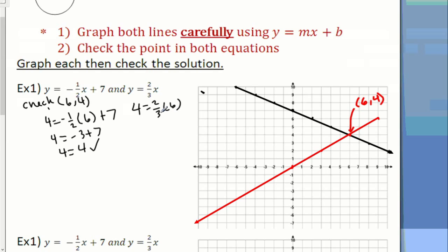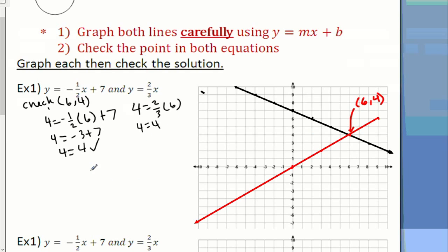Well, 2/3 of 6, remember how we do multiplying by fractions? Divide by the denominator, multiply by the numerator. So 6 divided by 3 is 2, and 2 times 2 is 4. So I get 4 does equal 4. So there, I graphed them, and then I checked the solution.